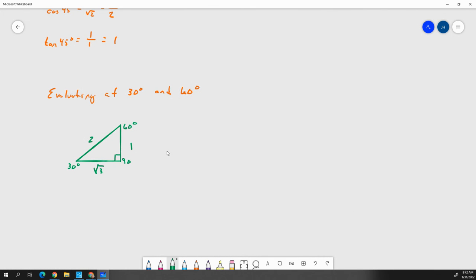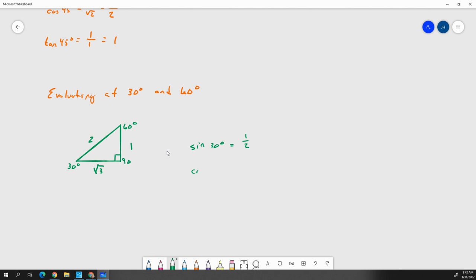Think about what it looks like if I'm looking for sine of 30 degrees, right? I'm going to be going from my 30-degree angle, and I'm going to go opposite over hypotenuse. Well, that would be 1 over 2.